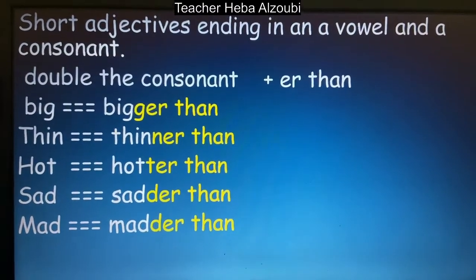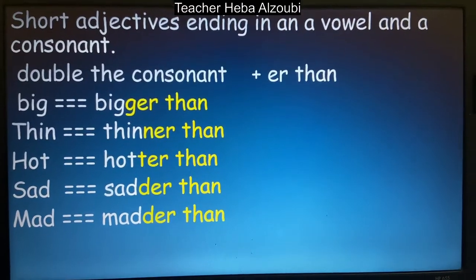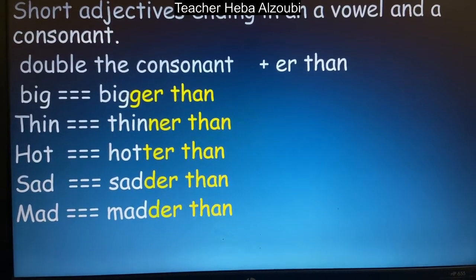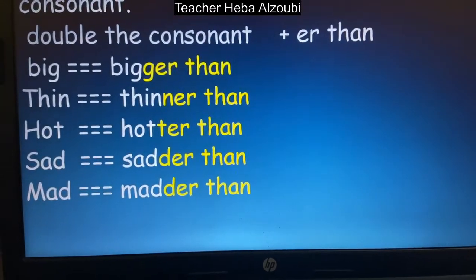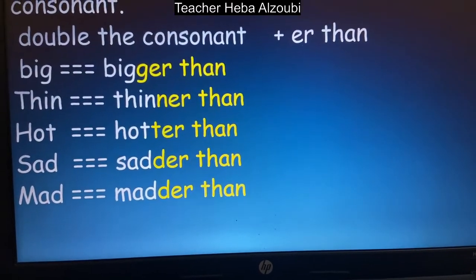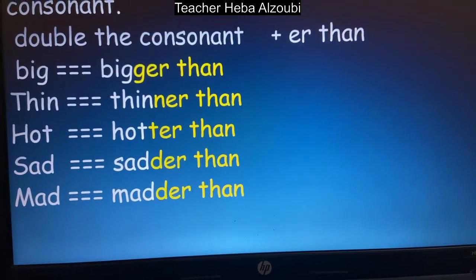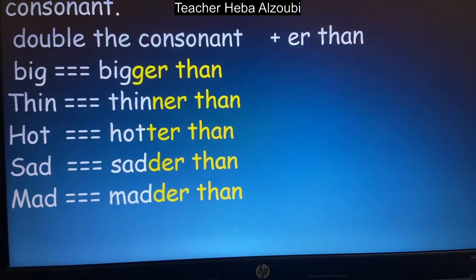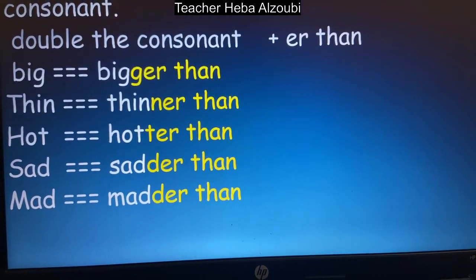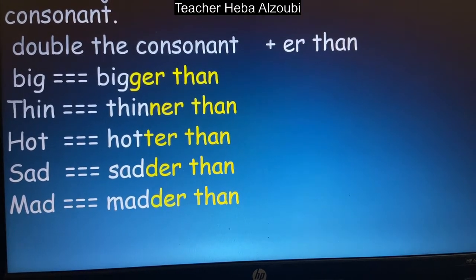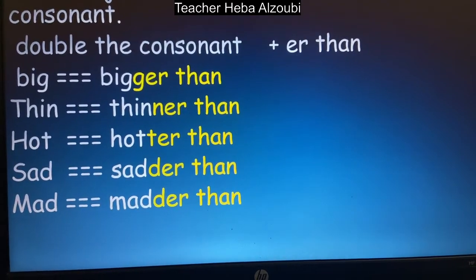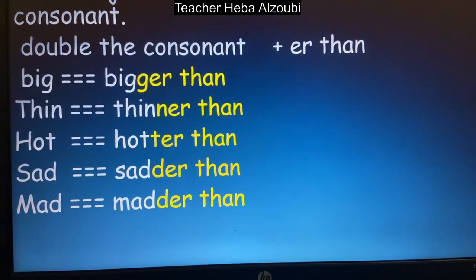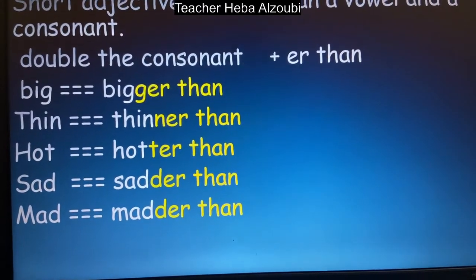A short adjective ending in a vowel and a consonant. We double the last consonant, then we add ER. So big, bigger than. Thin, thinner than. Hot, hotter than. Sad, sadder than. Mad, madder than. We doubled the last consonant. After that, we added ER to the adjective. Then we added than.